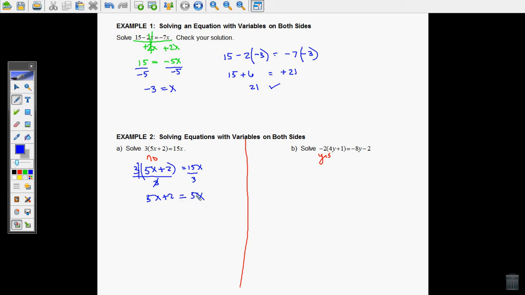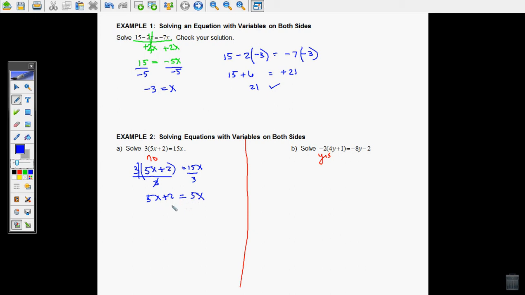Now, it wasn't totally random that I said I didn't want to distribute over here and was just going to divide by 3 first. I could tell that if I divided both sides by 3, the right side would come out with a nice number. 15 divided by 3, I could see that was going to be 5. So if you can look a little bit into the future, you might be able to tell if dividing first is a good option for you.